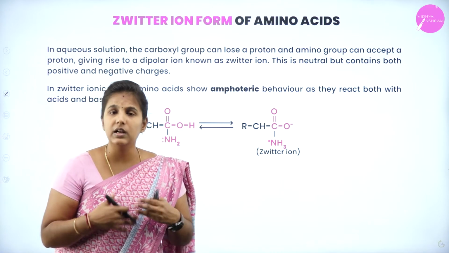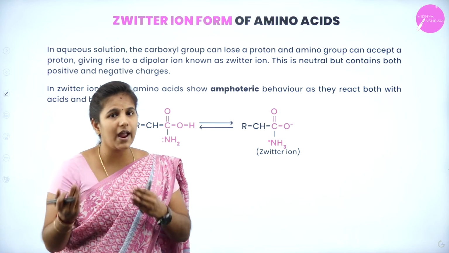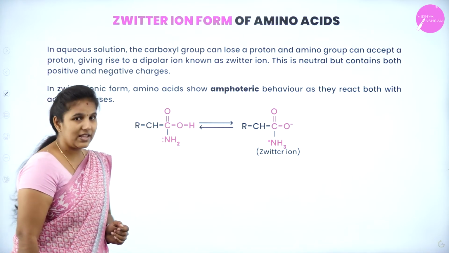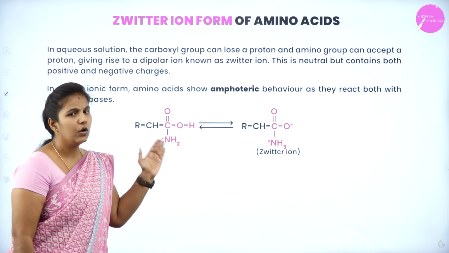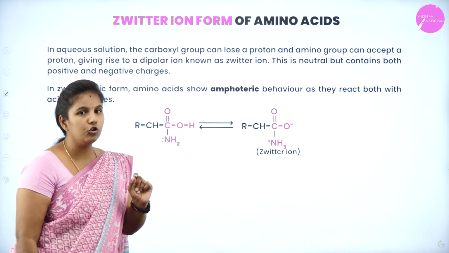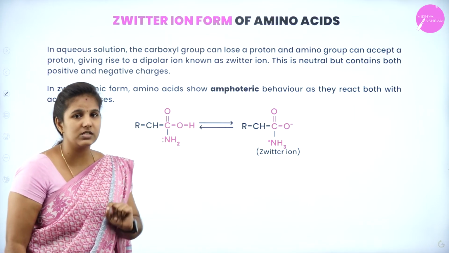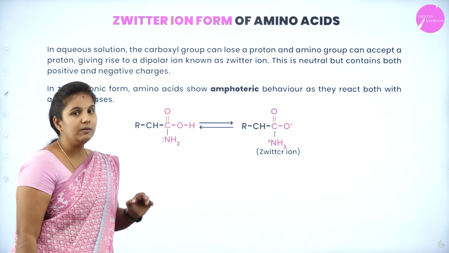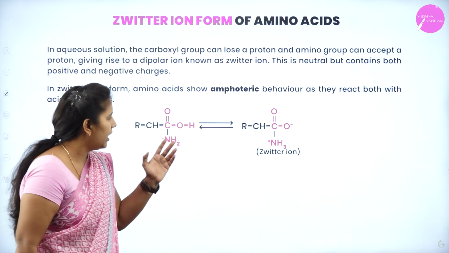However, let's see now how the amino acid forms the positive charge and the negative charge. Here, I have taken an example of an amino acid. We know that nitrogen is a basic group present in the amino acid, whereas the COOH group is an acidic group present in the amino acid.